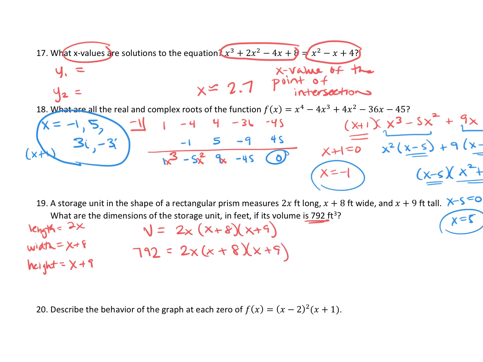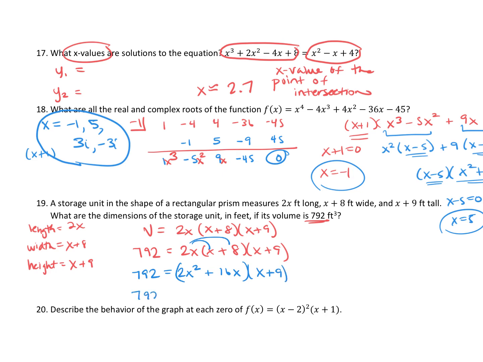All right, so to solve for x, we're going to want to multiply all this out. We're going to want to get that 792 over to the other side. But let's start by multiplying the right side. So we have 792 equals, we'll distribute the 2x. That gives us 2x squared plus 16x. Carry down your x plus 9, and now we're going to multiply that out.